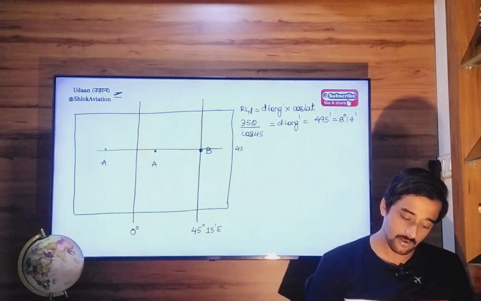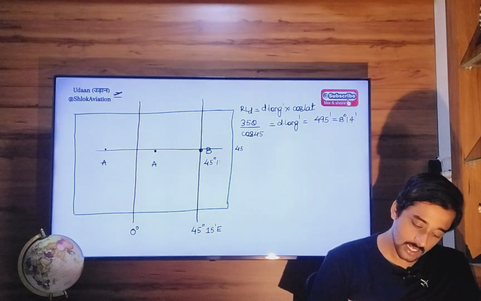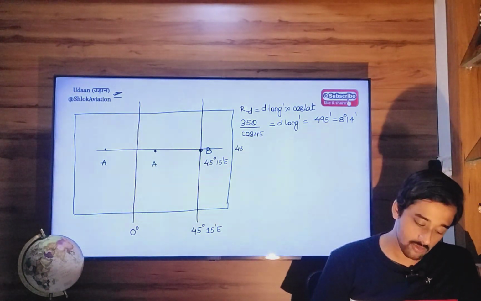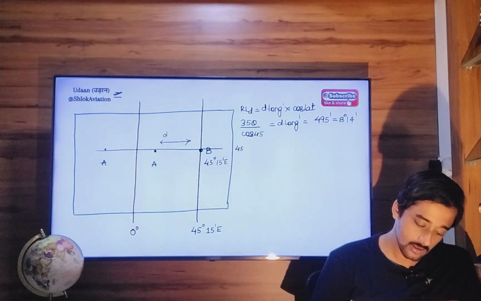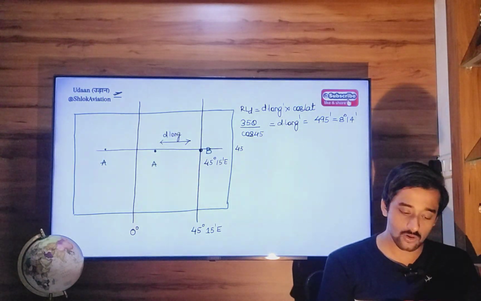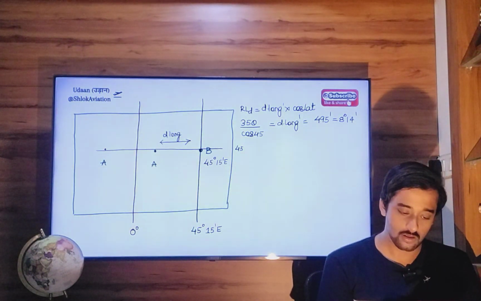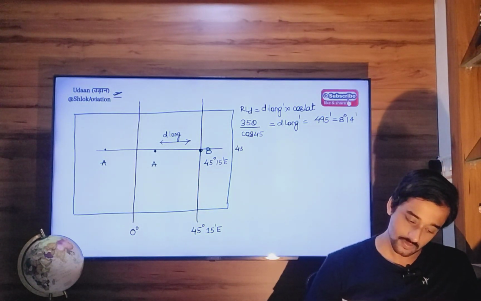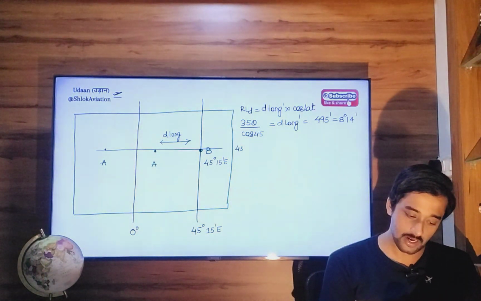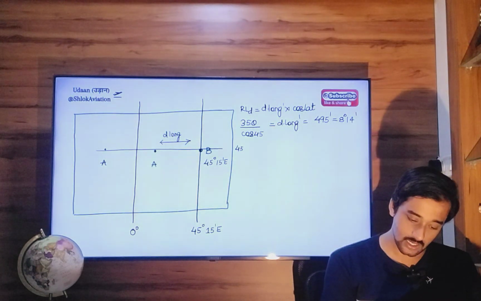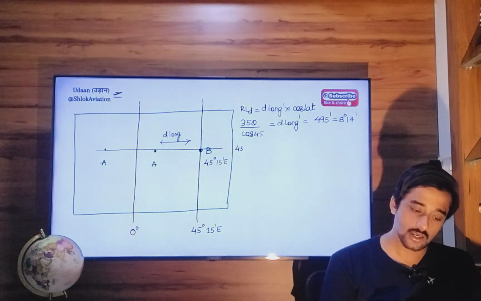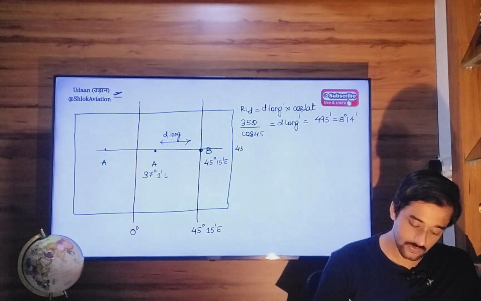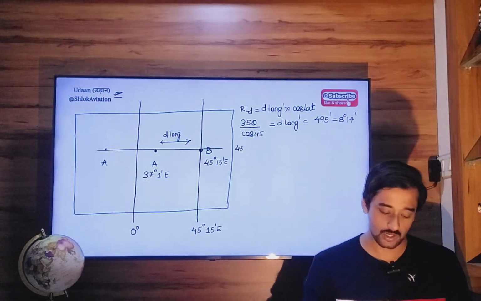Position B is 45 degrees 15 minutes east. So Alpha will be 45 degrees 15 minutes minus d long, which is 45 degrees 15 minutes minus 8 degrees 14 minutes, 37 degrees 1 minute east. So it's in the eastern hemisphere.